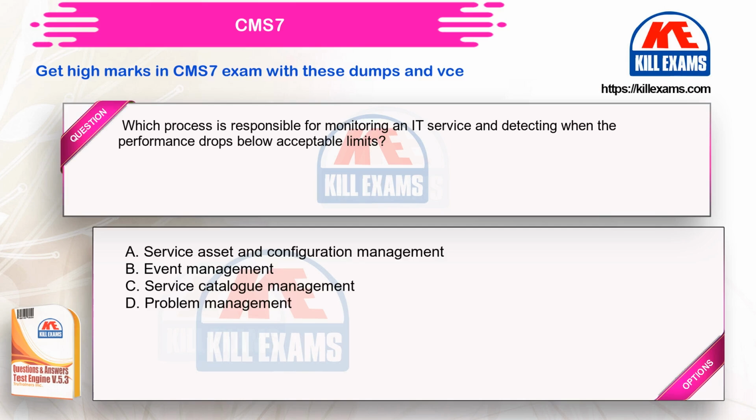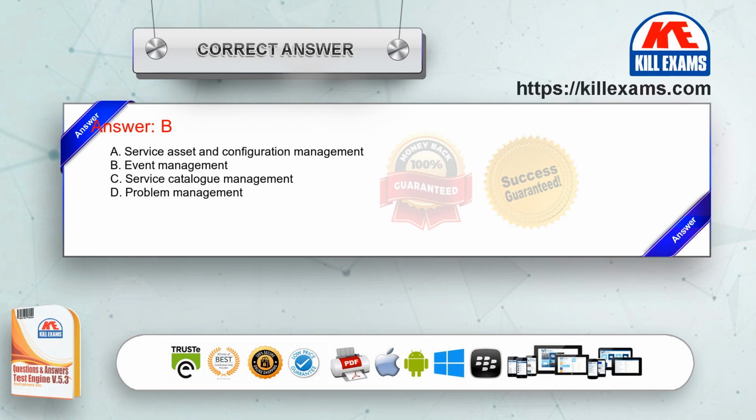Which process is responsible for monitoring an IT service and detecting when the performance drops below acceptable limits? Option A. Service Asset and Configuration Management. Option B. Event Management. Option C. Service Catalog Management. Option D. Problem Management. The correct answer is option B.